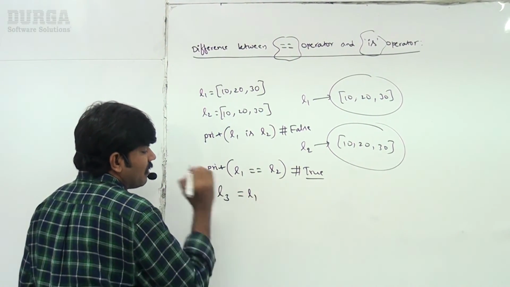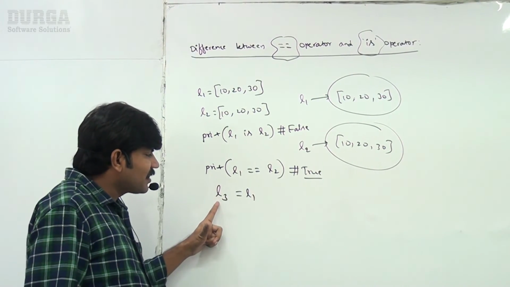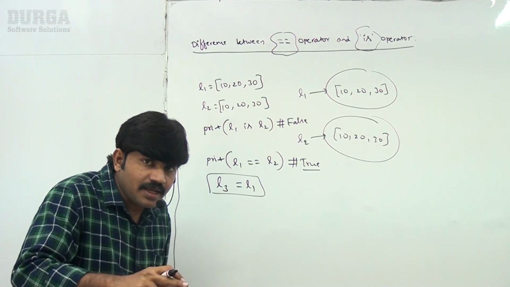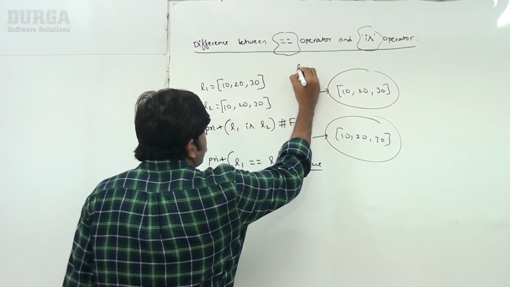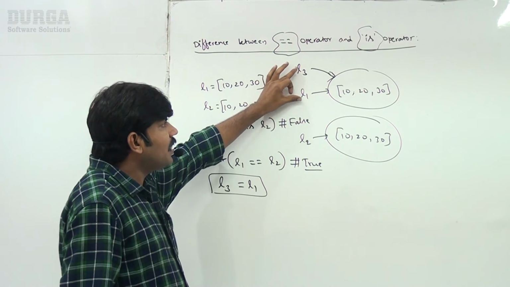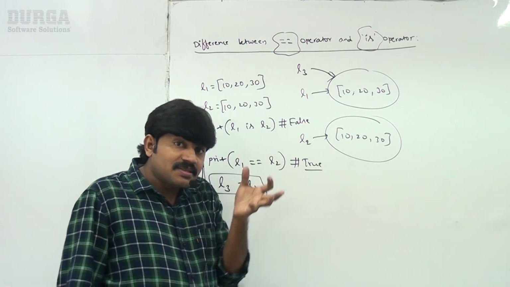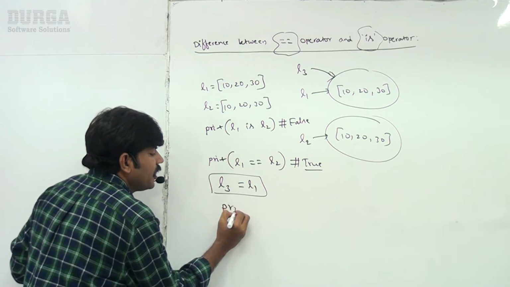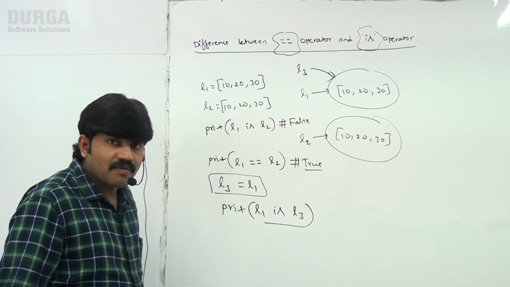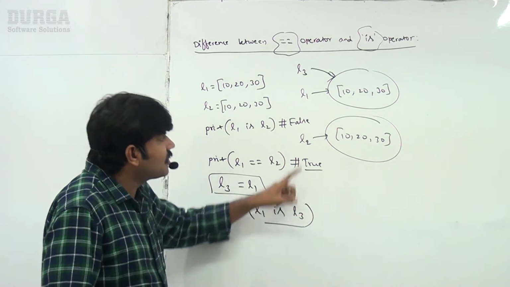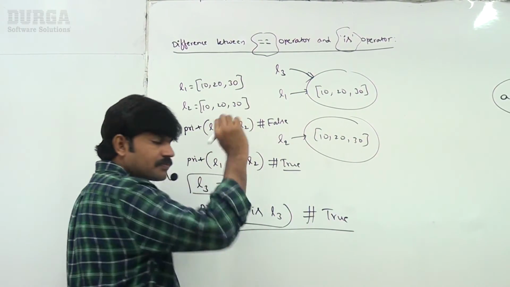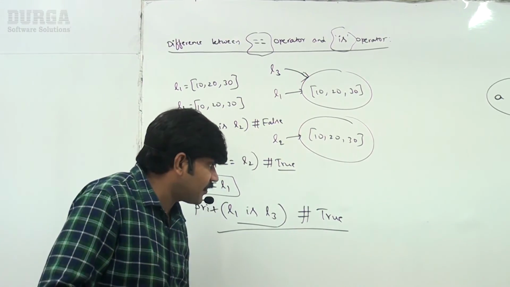So now let me go for another small thing. L3 is equal to L1. Observe carefully. L3 is equal to L1. Because of this line, L3 is also pointing to the L1 object. Now L1 and L3 both are pointing to the same object. That's why let me print L1 is L3. Remember, L1 is L3. L1 and L3 both are pointing to the same object. That's why true itself is the answer we are going to get, sir. Are you getting?